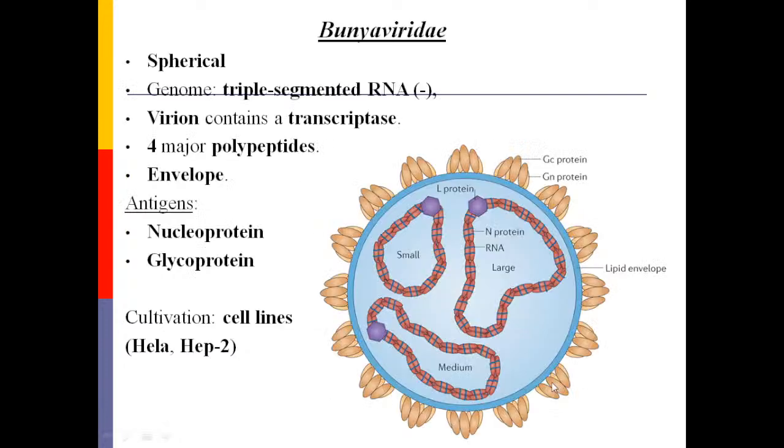What about Bunyaviridae viruses? These are spherical viruses. Their genome is triple segmented. Look here, one segment, the second, the third segment. There is a small segment, medium segment, and large segment. A virion contains transcriptase, and there are four major polypeptides. This virus is enveloped.